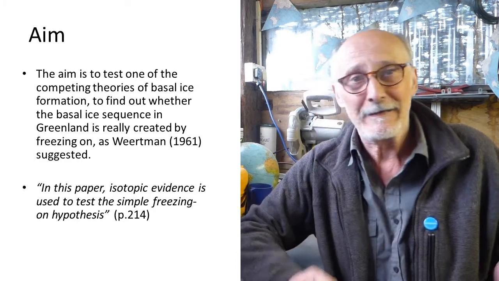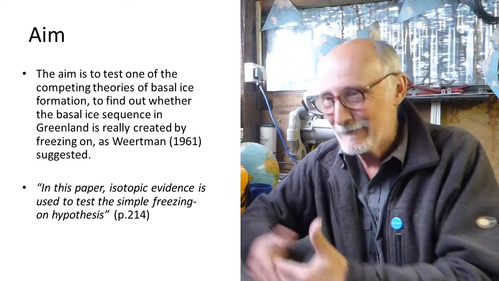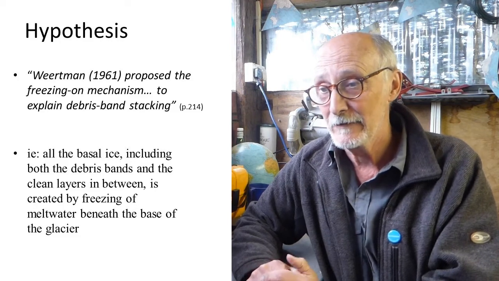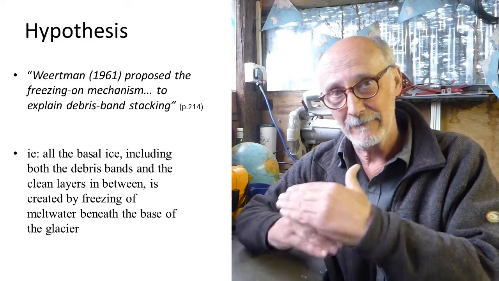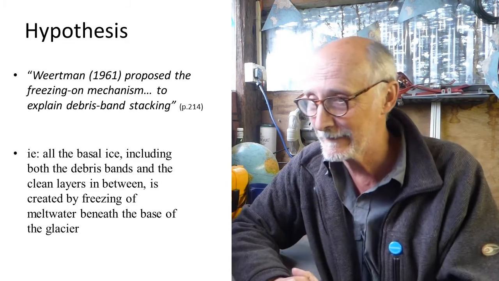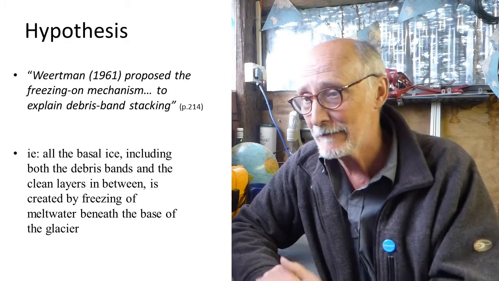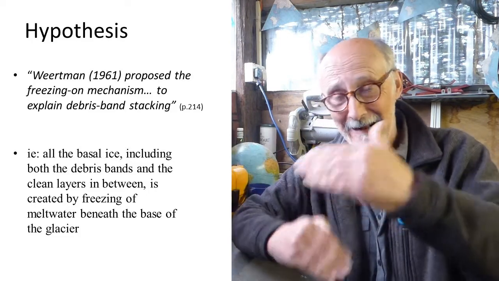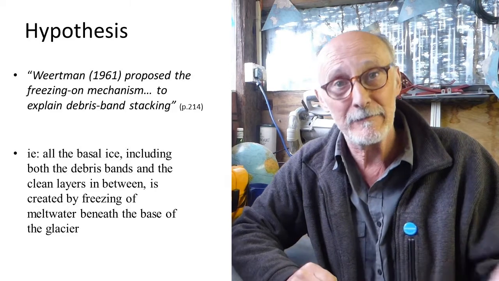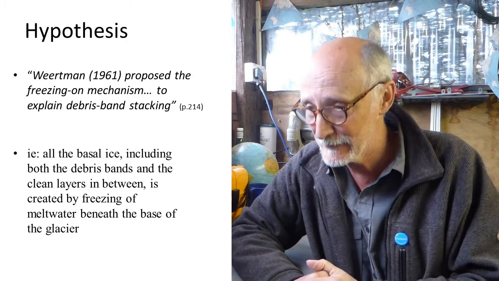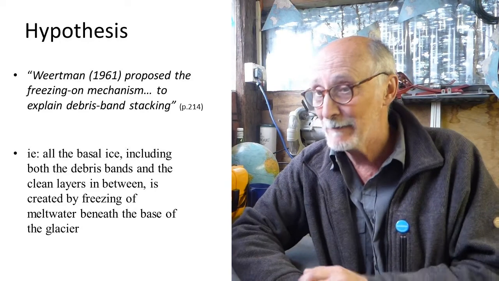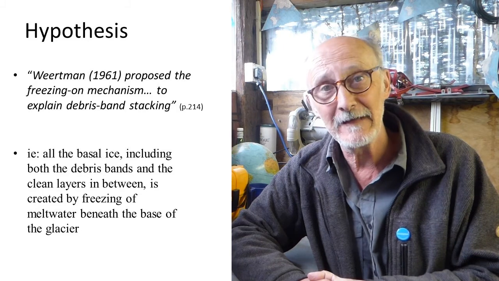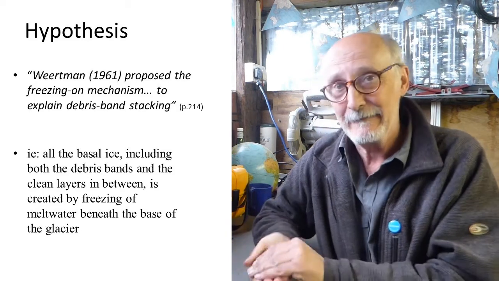So what's the hypothesis then? And already you know this, because everything leads on step to step. Weertman, 1961, proposed this freezing on mechanism to explain the debris band stacking of the clean and dirty layers in the sequence. That's what we said in the paper. In other words, his hypothesis says that all of the base ice, including both the bands of debris and the cleaner layers in between those bands, what we now call the dispersed facies, and the stratified facies by implication, is created by the freezing of meltwater underneath the base of the glacier. So you've got liquid and it freezes.